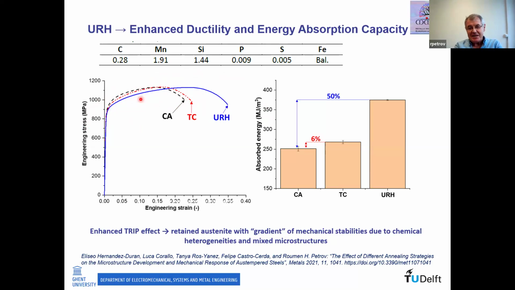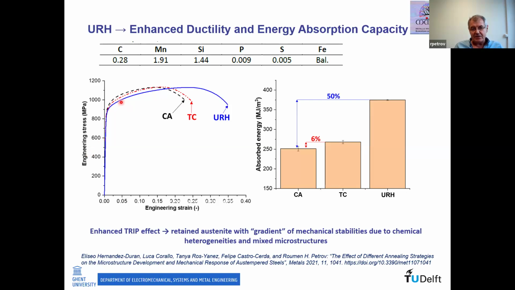And to be honest, I was very happy to see this because it fits very well with the model prediction. This small 30 megapascals is what we get. And here they're practically the same, but it's a little bit better than the conventional annealing story.